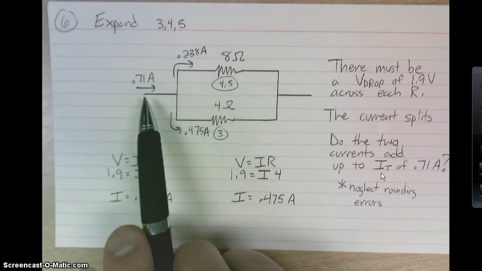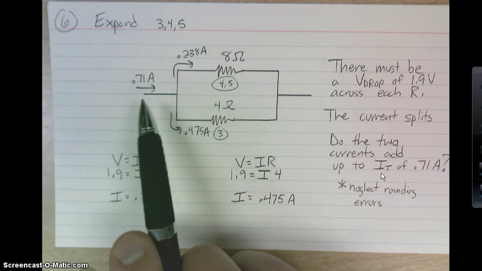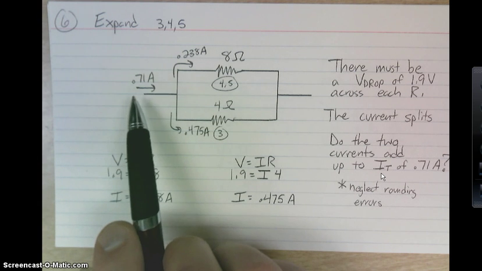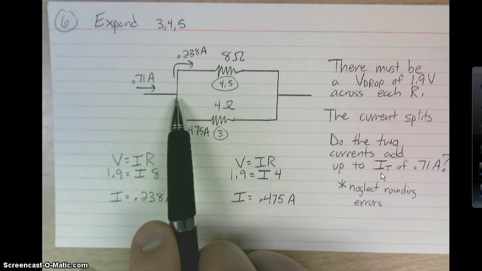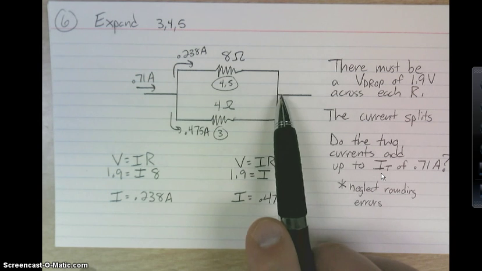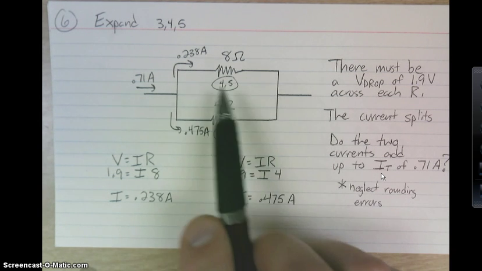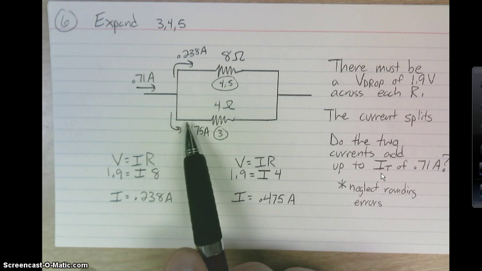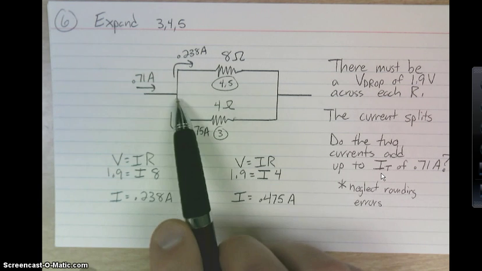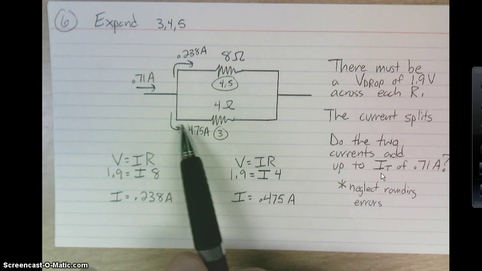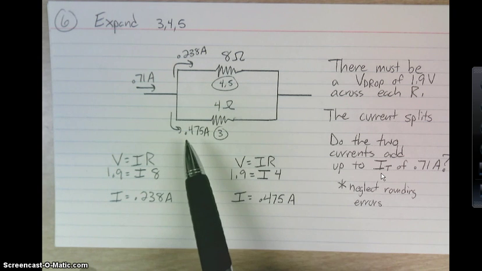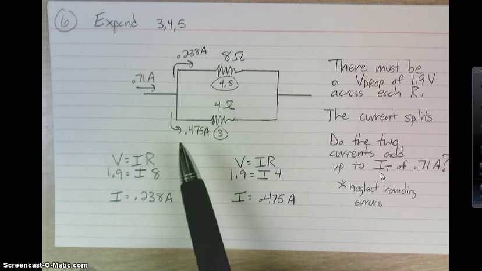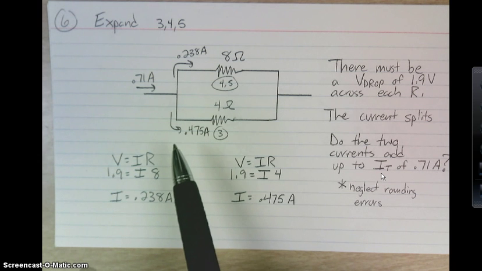Now, keep in mind that, again, one of our rules is that the current that flows into a junction must be the current that comes out. However, there are two different paths for the current to go. So this is a spot where the 0.71 amps doesn't just go this way and this way. The current has to split. So how exactly are we going to solve for how much goes which way?